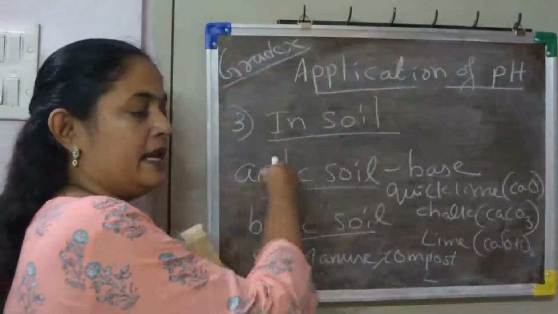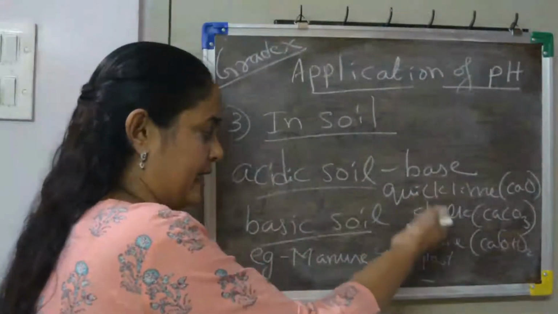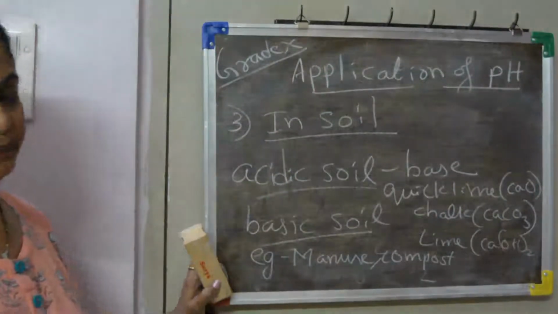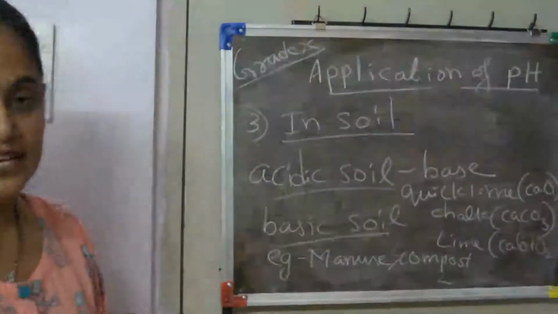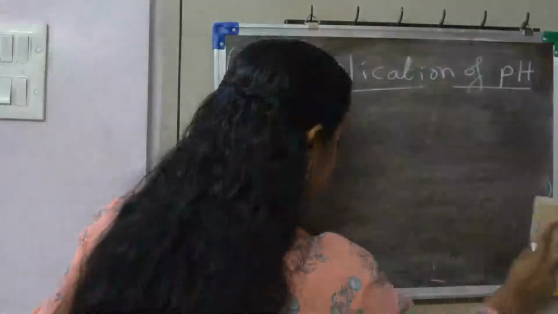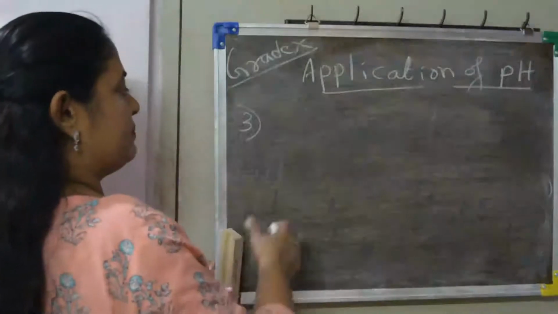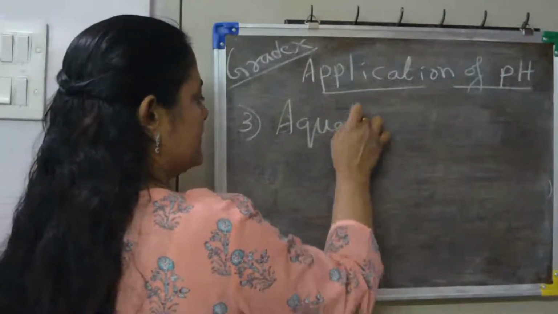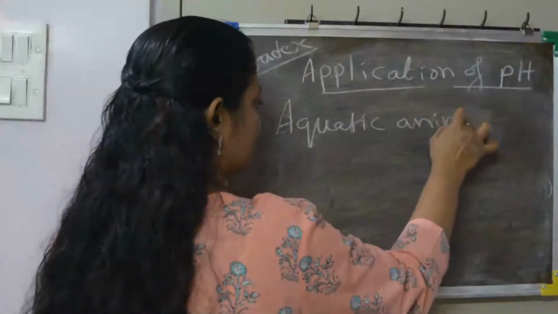If it is acidic soil, add some base in the form of lime, and if it is a basic soil, add manure and compost which can neutralize the basicity of the soil. In the same way, in water, that is aquatic plants and animals, what will happen to them?